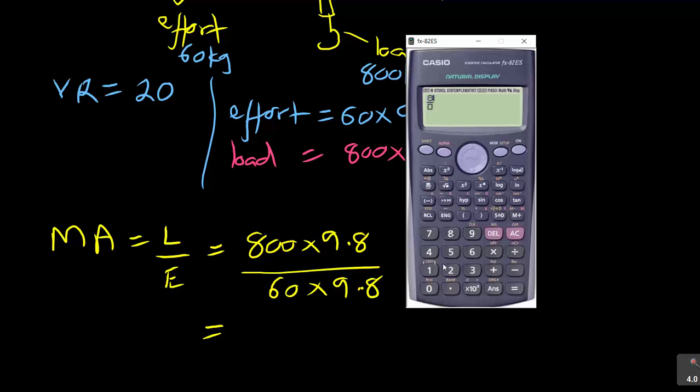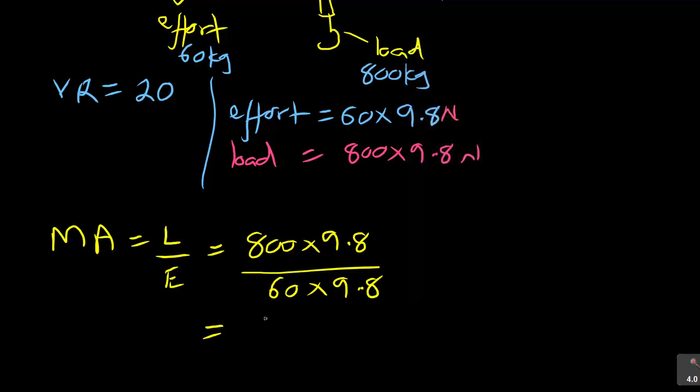So I have 800. You can even scratch out the 9.8 over 9.8. It's still going to give you the same answer. Over 60 times 9.8. Now if you look at that, it's 13.33 if you round it off. Remember, there are no units. Why? Because it's newton over newton, and if you cancel that, you'll find that the units cancel. So that is the mechanical advantage of that machine.